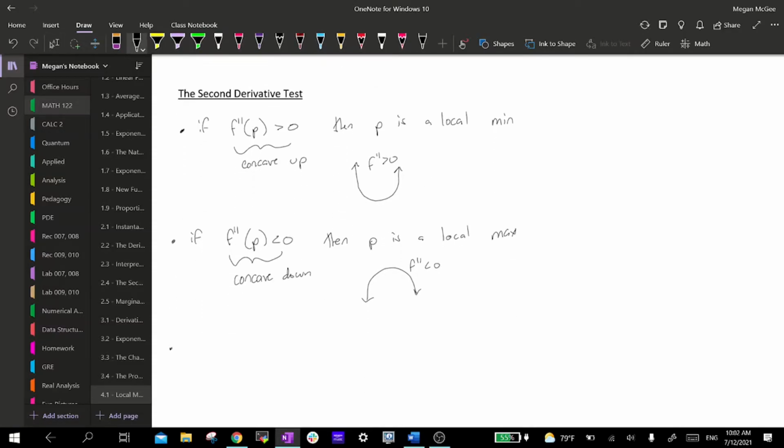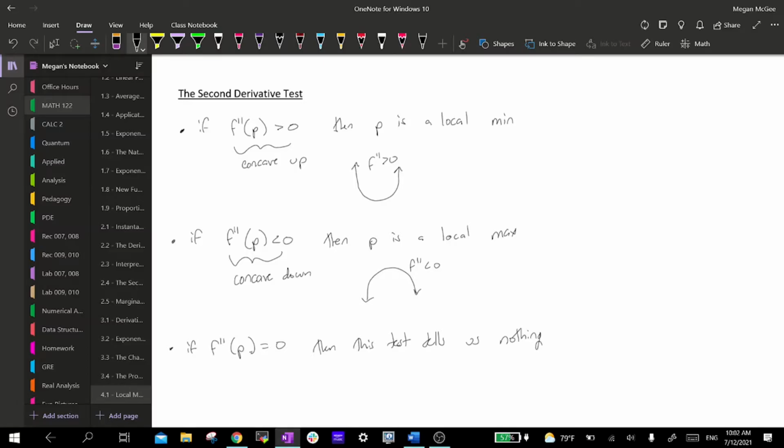Alright, and lastly, if our second derivative evaluated at P is equal to 0, then this test tells us nothing. So it's inconclusive when we have to figure it out from there and maybe try the first derivative test instead.